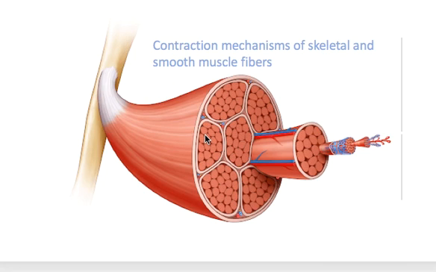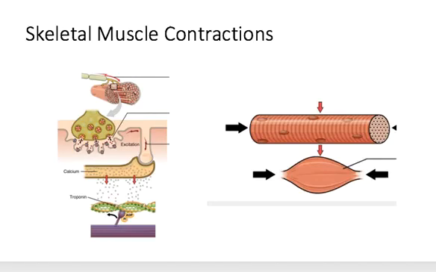Today we're going to be talking about the contraction mechanisms of skeletal and smooth muscle fibers. In skeletal muscle contraction, usually there's an action potential that arrives at a neuromuscular junction, as we can see in the picture right here.